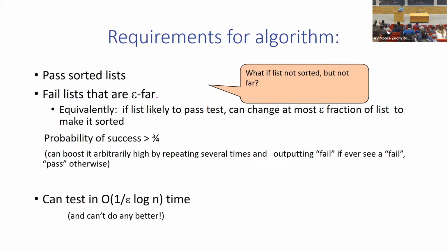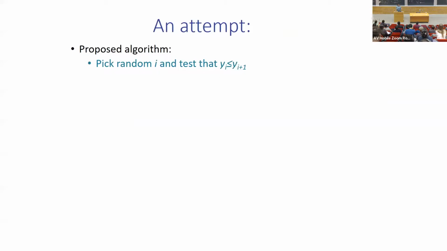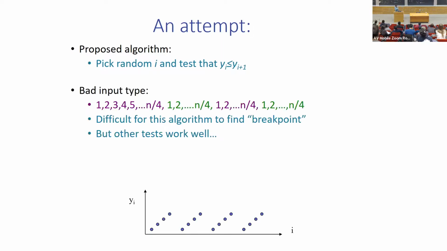Now the claim is we can test this in order 1 over epsilon log n time. But first, let me show you some attempts that don't work. Here's a proposed algorithm: pick a random location in the list and check that it's good with its neighbors. It's like going into a library and sending a student to check that a random library book and its neighbor are in the right order. Now all the students come back and say everything they saw was in the right order. Can I say this thing must be sorted? The answer is not a good idea.